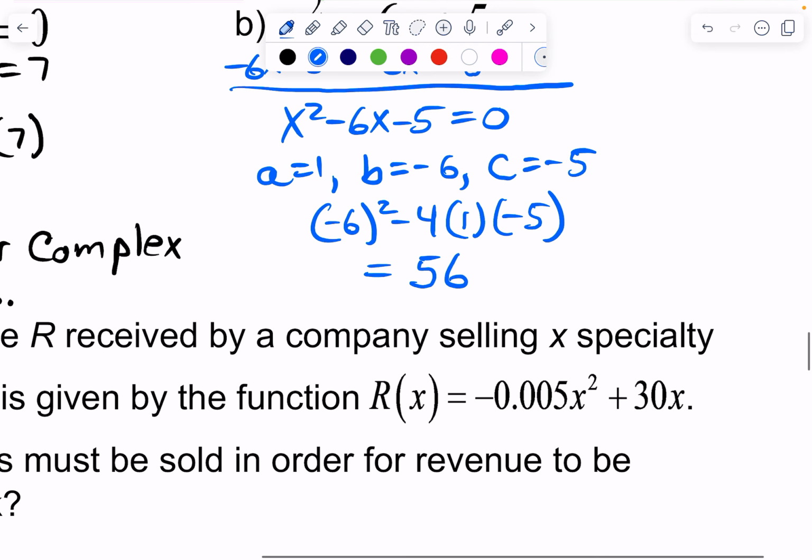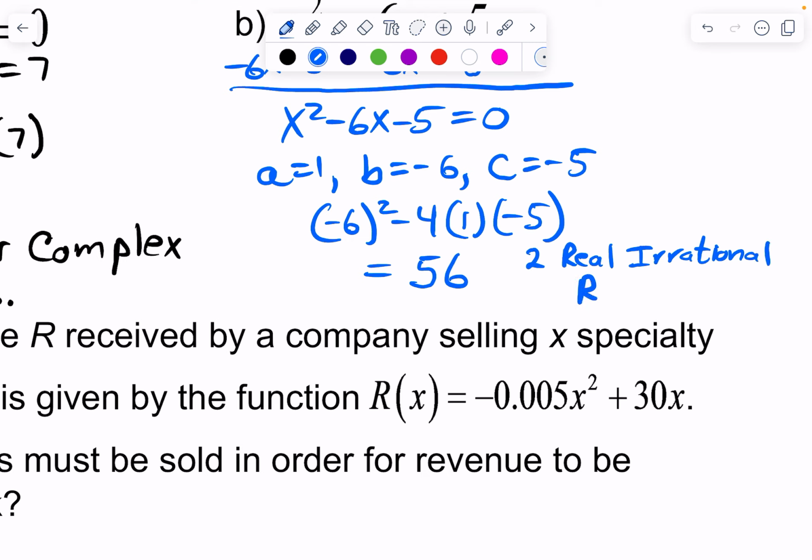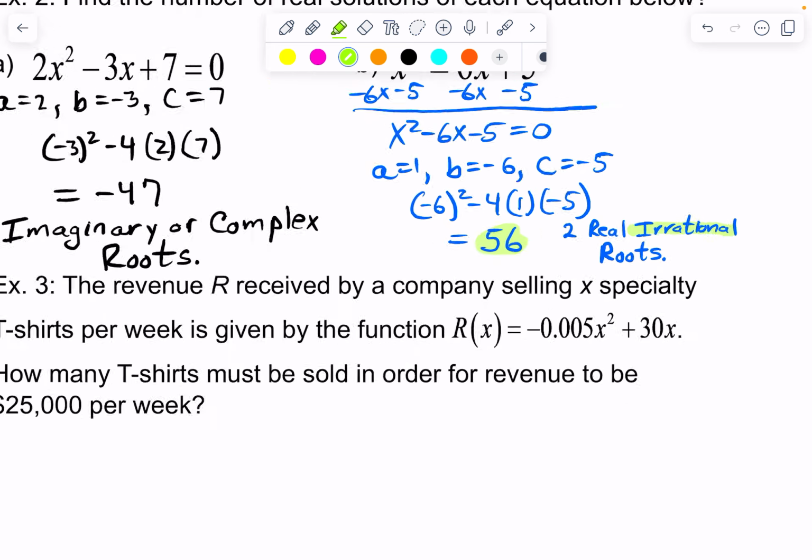So I have two real irrational roots. So that means that the parabola will intersect the x-axis twice, but it's irrational because once again, 56 is not a perfect square. If it was a perfect square, then it would have been two real rational roots.